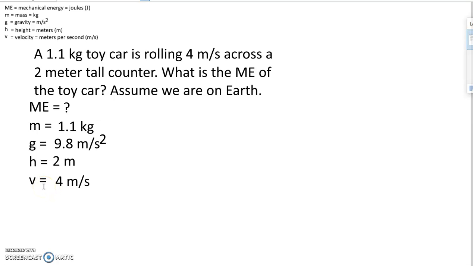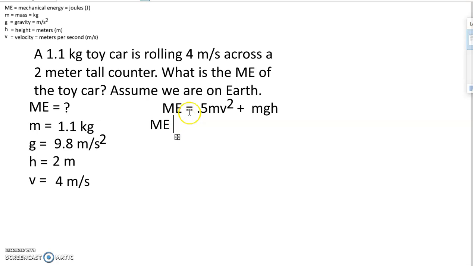All right, we've got our information, and the next thing we need to do is get our equation. If we are dealing with mechanical energy, we're going to need the equation for mechanical energy. Let me pull that up. All right, I've got my equation here. What I'm going to do is take my numbers from my list and pop them into the correct spots in my equation. I'm going to start from the beginning of the equation with the ME. Looking at my list, my ME is a question mark. So when I rewrite my equation, I'm going to leave that as an ME.